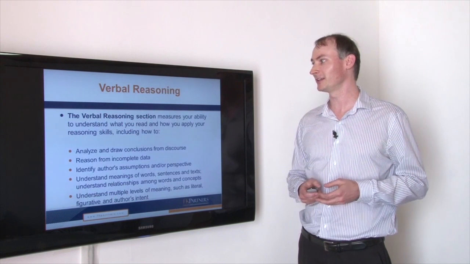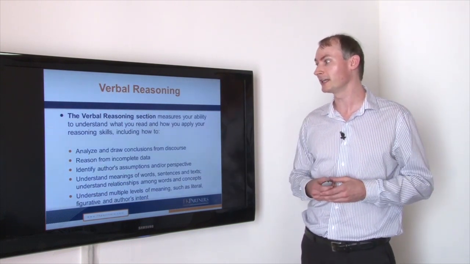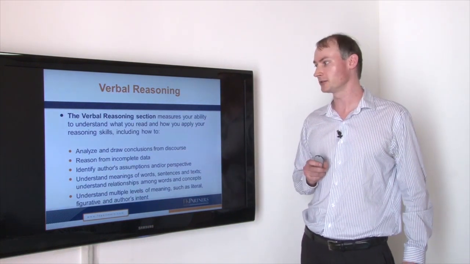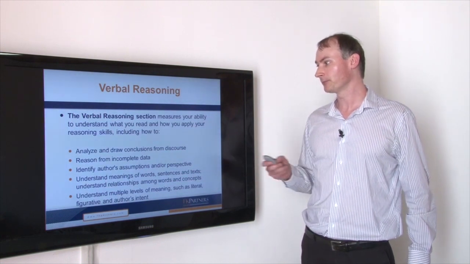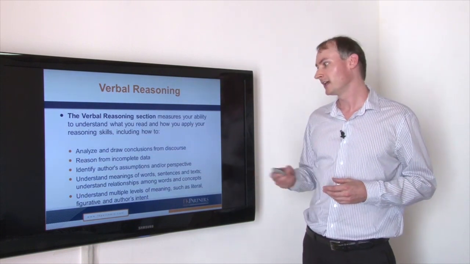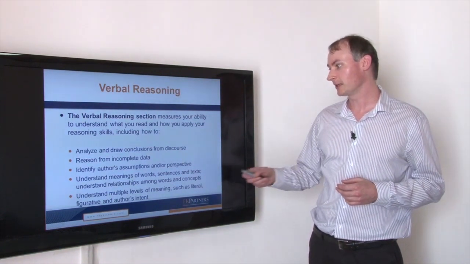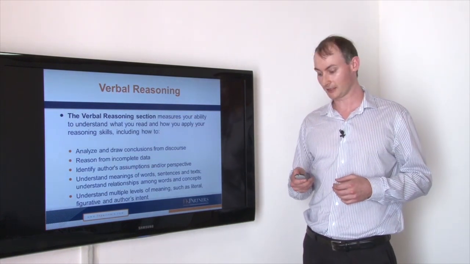In the verbal reasoning section, the test takers are going to be measuring how you apply your reasoning skills, including how you analyze and draw conclusions from discourse, reason from incomplete data, identify authors' assumptions and/or perspective, understand meanings of words, sentences, and text, understand multiple levels of meaning such as literal, figurative, and author's intent.